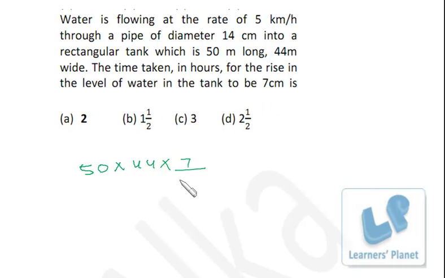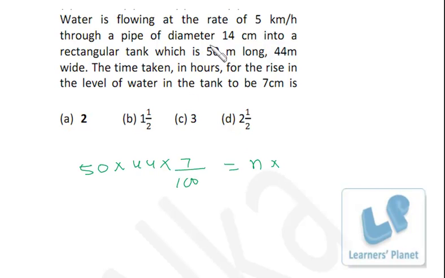So in meters it will be 7 by 100, right? 100 cm is 1 meter. This is the volume that we require. Right now we just have to calculate the total number of hours. So I assume it is n hours for this pipe to fill up this tank completely. Now what is the per hour volume?